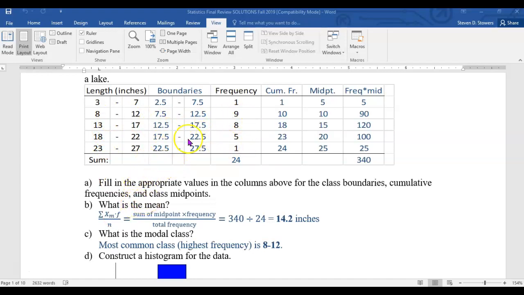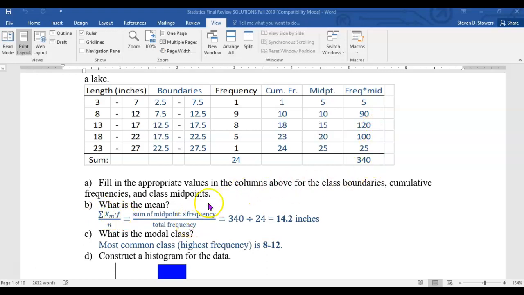So to do that here, I had to take each class and multiply the midpoint times the frequency. So 5 times 1 is 5, 10 times 9 is 90, 15 times 8 is 120, 20 times 5 is 100, 25 times 1 is 25. I had to add those up. So that's the number on top, that's 340.